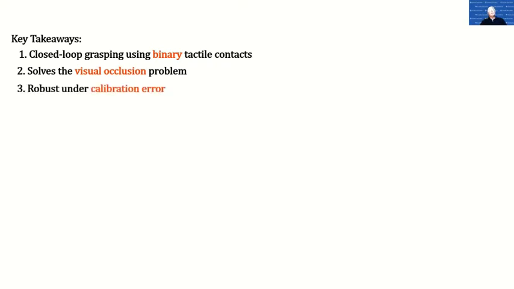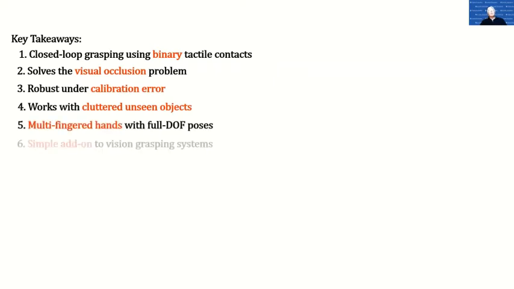So the key takeaways from this is that this is closed-loop grasp using binary tactile context. We don't have any force control. We don't have to worry about grayscales. We just say, are we in contact or not? And that's enough in this system with the resolution of these sensors to do this job. It solves a visual occlusion problem, as you can't see when you get close and you're trying to pick up something and there's error. And it works with cluttered unseen objects, as you can see, multi-fingered hands. It's a simple add-on to vision grasp systems, and uses direct sim-to-real transfer.